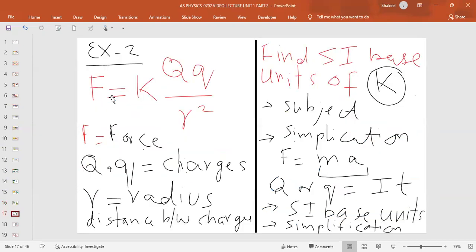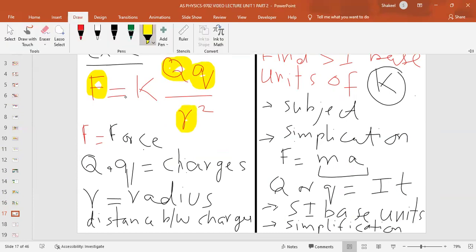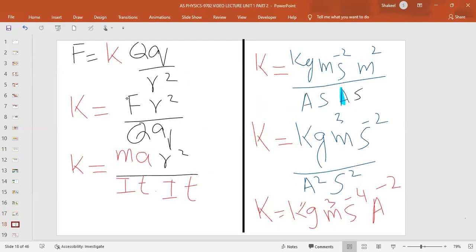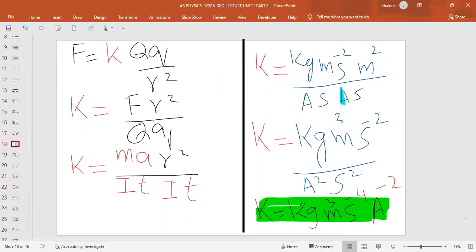Okay, this is the second example, where F is the force, capital Q and small q are the charges, and R is the radius. What you have to do is find the SI base unit of K. So you can just pause the screen, write this expression yourself, and try to work it out. And then you can look for the answer on the second slide. The question is on the previous slide, so do it yourself and then check the answer.